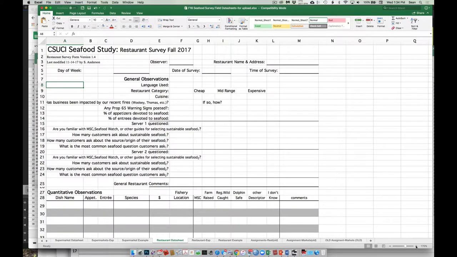But this is what's going to happen. I'm going to go in, I'm going to fill this out, and there are some questions. I'm going to say my name, what the restaurant is, day of week. Oh, one other quick thing. When you're doing this, we write down the name of the restaurant and the location, so we can keep track and compare year to year. We never release that information. We will never release that information.